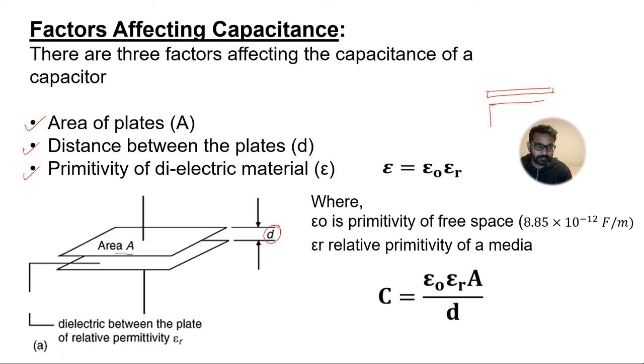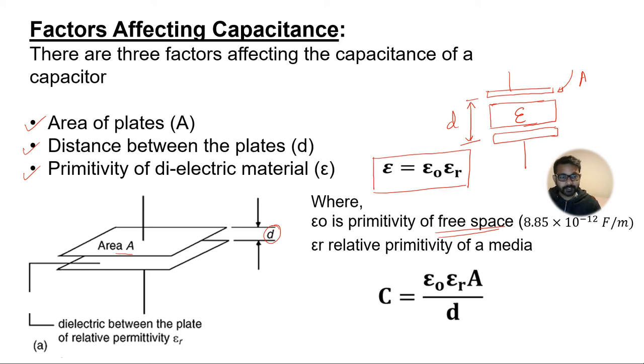A capacitor essentially has two parallel conducting plates which are separated by a dielectric medium between them. So it depends on the area of cross section of these plates, and the distance between the two plates, and it also depends on the permittivity of the dielectric medium. Now permittivity epsilon is equal to epsilon naught multiplied by epsilon r. Epsilon naught is the permittivity of free space, and it has a fixed value of 8.85 multiplied by 10 to the power minus 12.